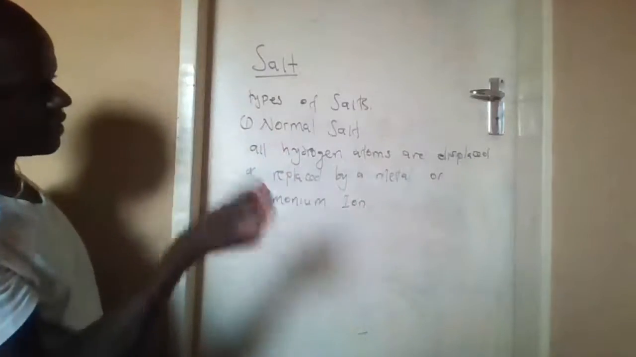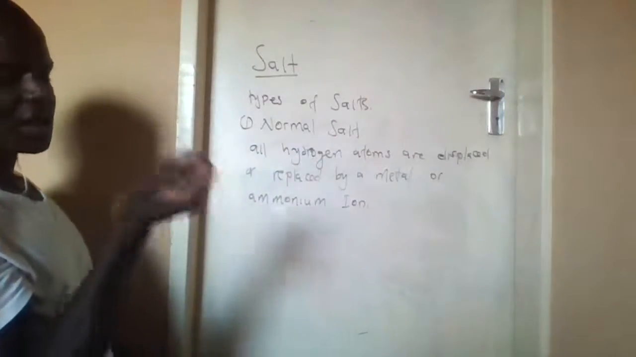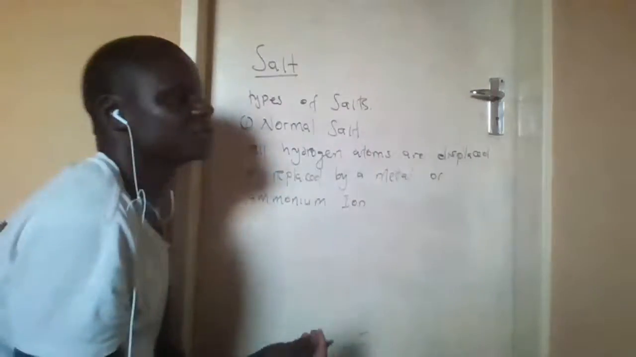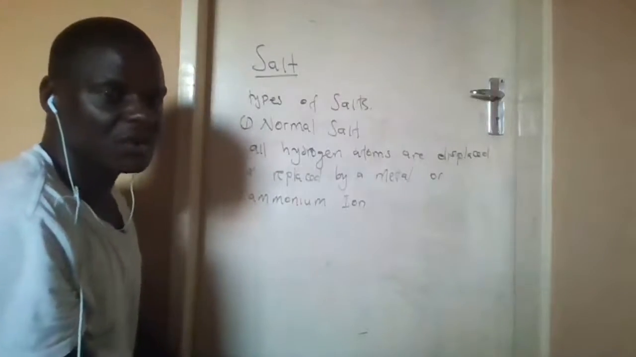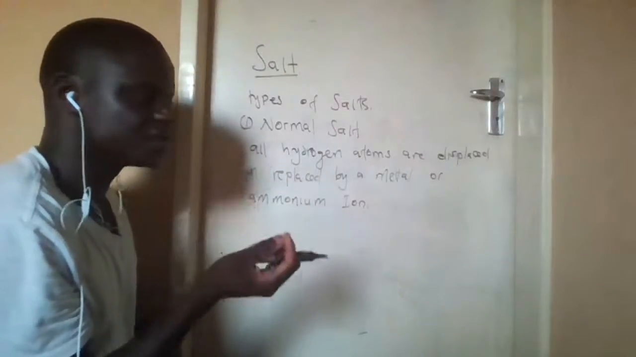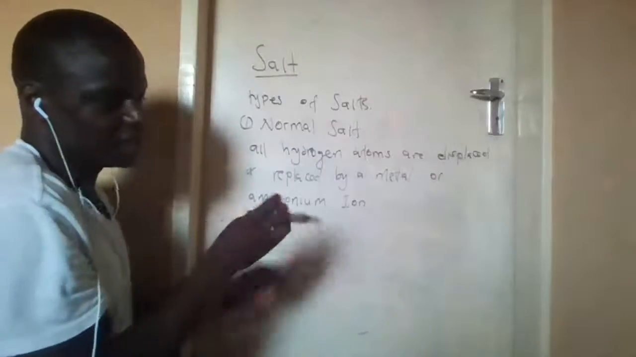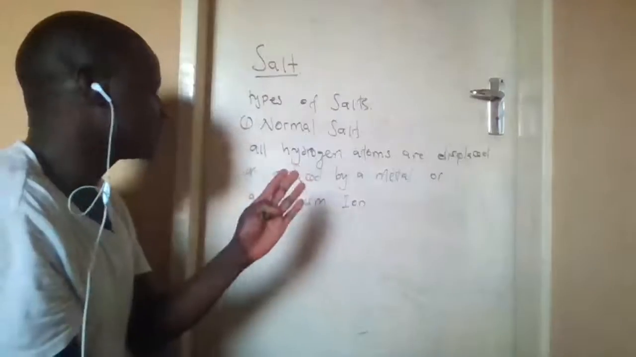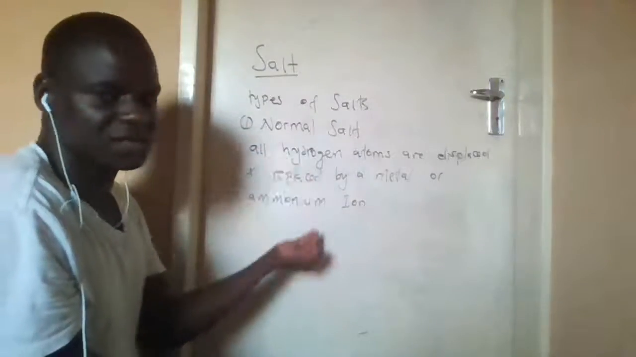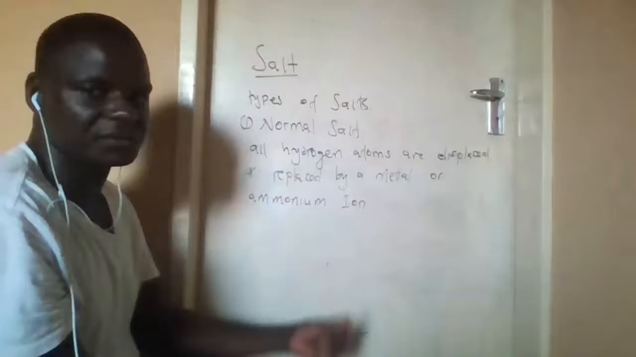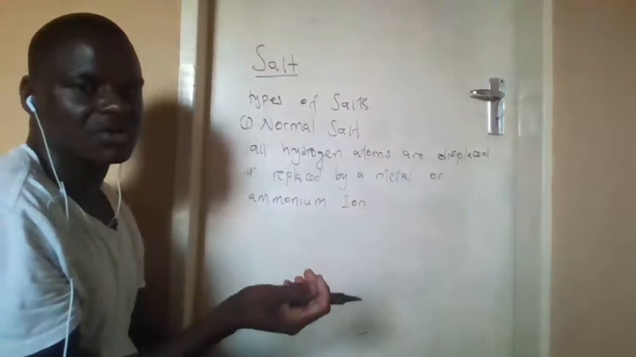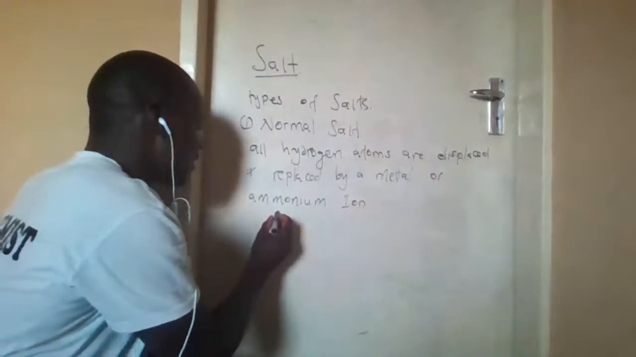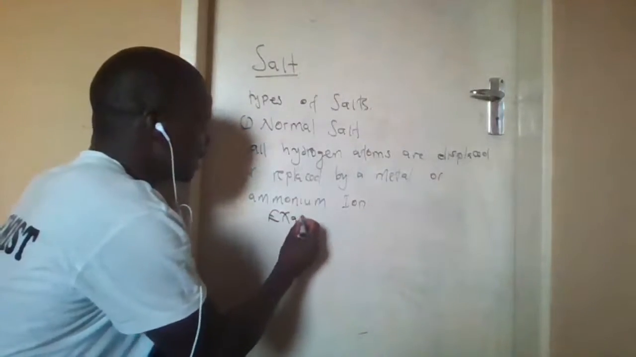So when you have an acid, for it to be an acid, it definitely should have hydrogen ions within it. So when all of its hydrogen ions are displaced, in place of them the metal comes in. When all of the hydrogen atoms are displaced by a metal or ammonium ion, the type of salt you're going to have is what we call a normal salt. So, an example of how we can form these normal salts.